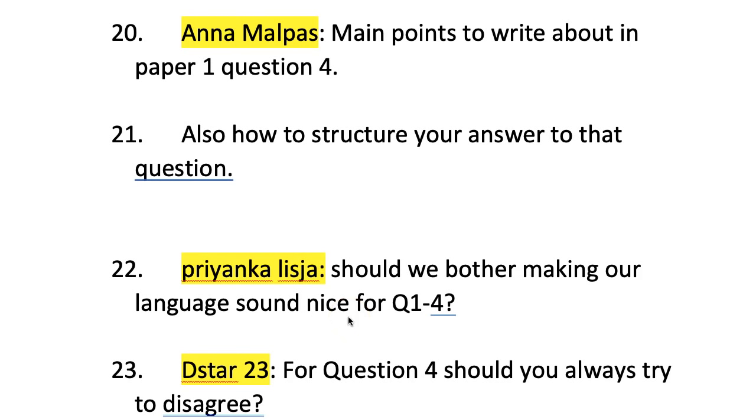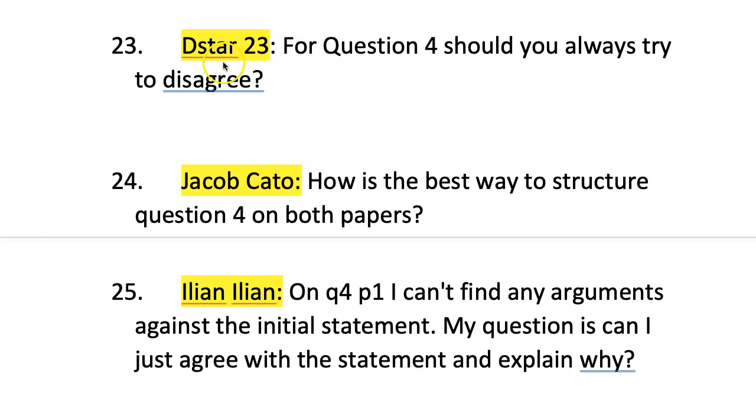D-Star 23, for question 4, should you always try to disagree? Well, I would give that as my method. I'd say mostly agree, but always find a point of disagreement, because that, as you know, shows you're evaluating. Jacob Cato, how is the best way to structure question 4 for both papers? Well, this one was chronologically.